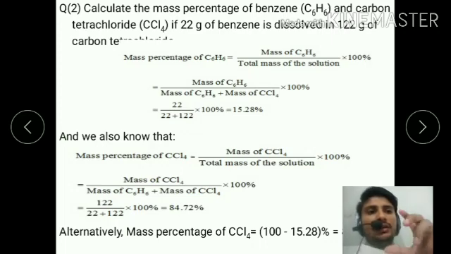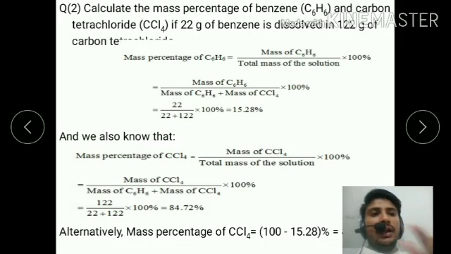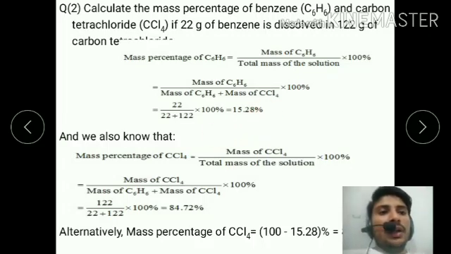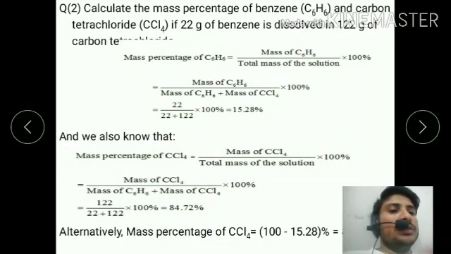If any solution contains two components, and one component has a mass percentage of 15.28, then subtract 15.28 from 100 and you get 84.72 percent. This is the mass percentage of the other component. Solve this problem: the mass of carbon tetrachloride is 122, the total mass of the solution is 144, multiply by 100, and the answer is 84.72. This is another example by which you can find the mass percentage of a solution.